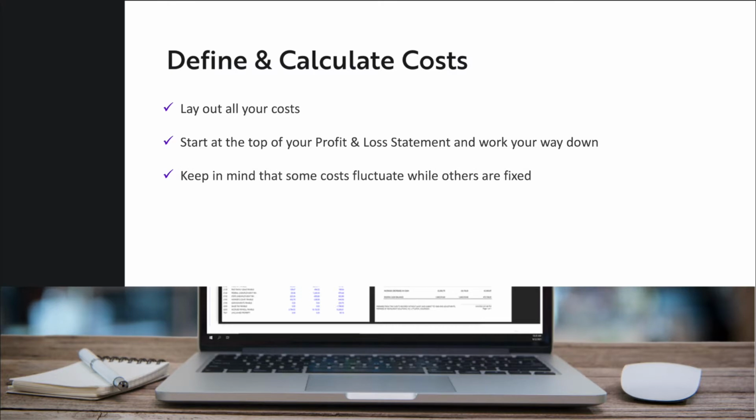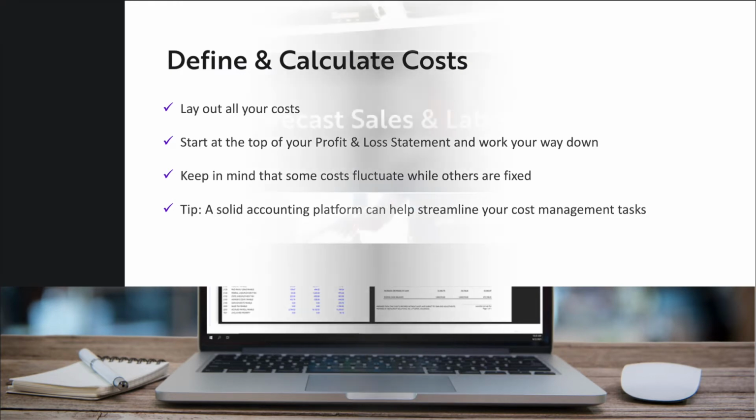Keep in mind that some costs fluctuate while others are fixed. You can learn the difference in an article we've written at RASIusa.com. It is important to note that a solid accounting platform can help streamline your cost management tasks.